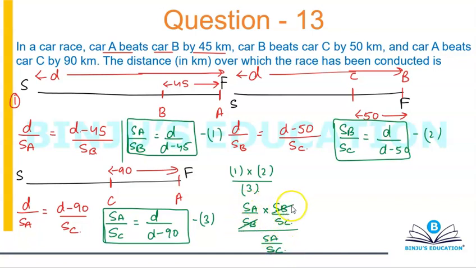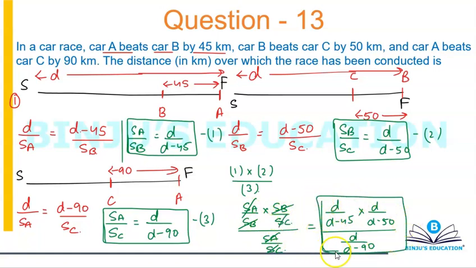Now SB and SB will cancel out. So you will have SA by SC divided by SA by SC. So everything is going to cancel out on the left hand side, and this will be equal to D divided by (D minus 45), D divided by (D minus 50), and D divided by (D minus 90). So this entire expression that is written in the green box will basically be equal to 1, because everything on the left hand side is getting cancelled out.